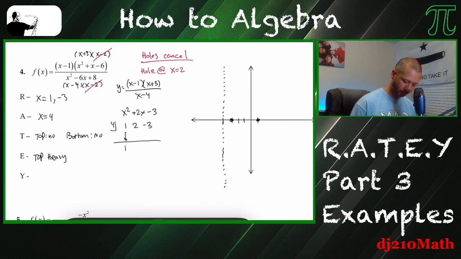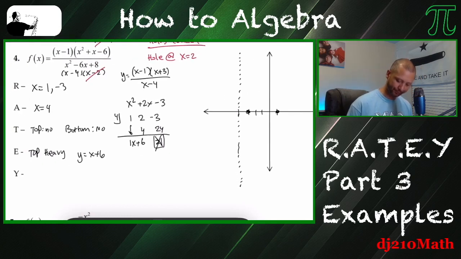All right, bring down the 1, multiply, add, multiply, add. Again, we don't care about the remainder. What I care about is x plus 6. So y equals x plus 6. That is the oblique asymptote. So 1, 2, 3, 4, 5, 6. And it's going to go, slope is 1, so a 45-degree angle, right? Up 1 over 1.